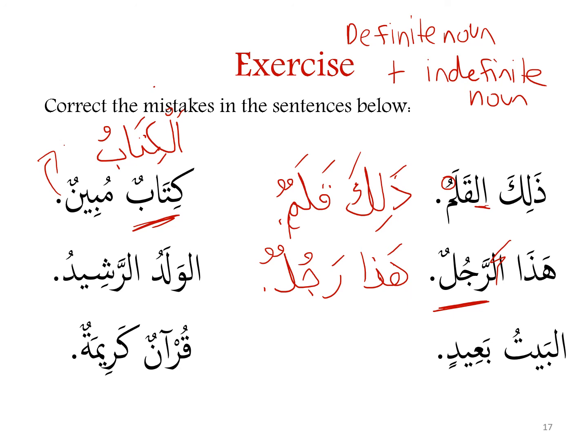الولد الرشيد. So again here we want to make this second word indefinite. So take off the alif lam and shadda and add the tanween. So al-waladu rashidun. The boy is righteous. Al-baytu, that's fine.